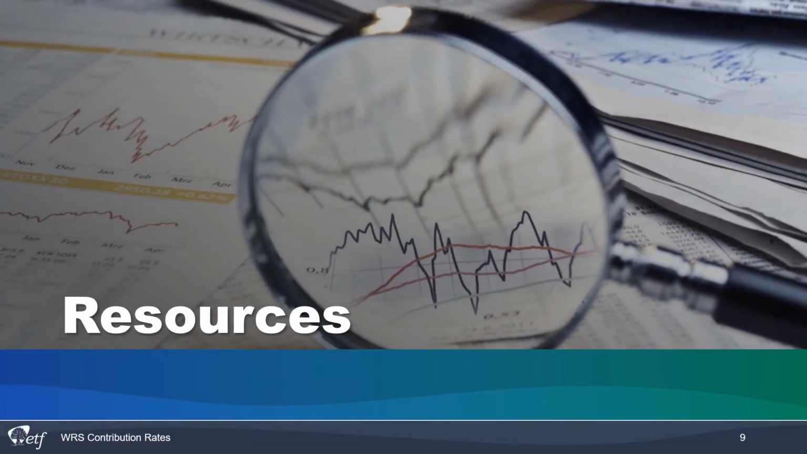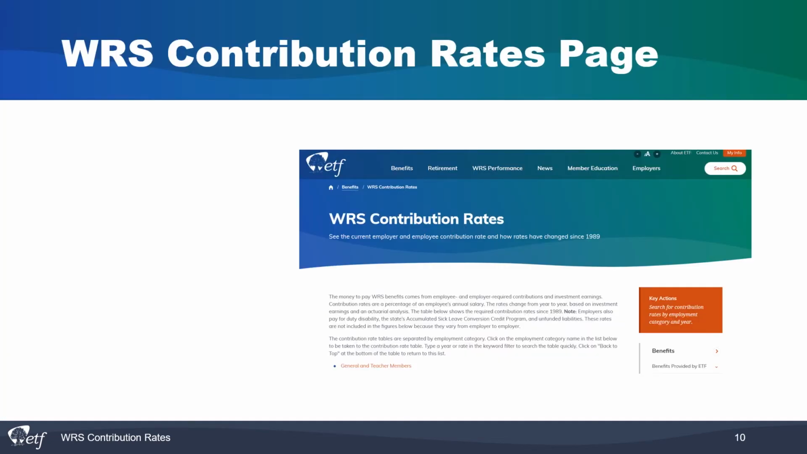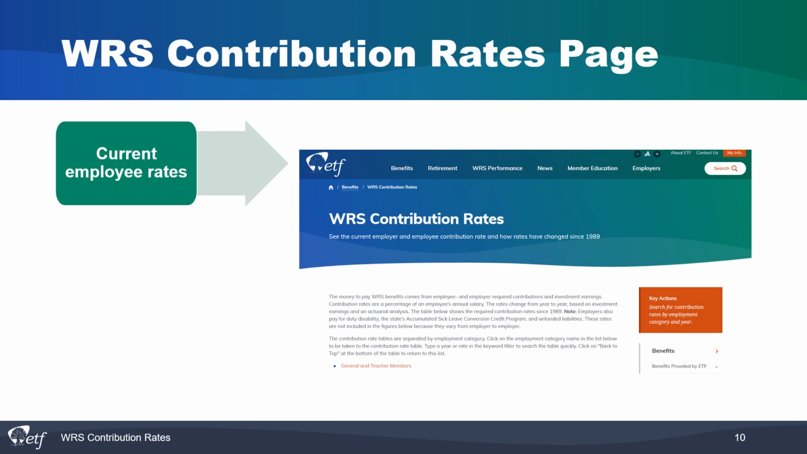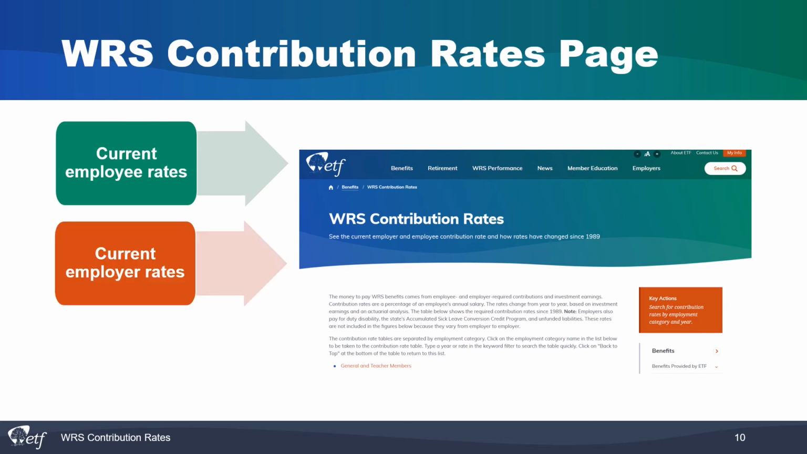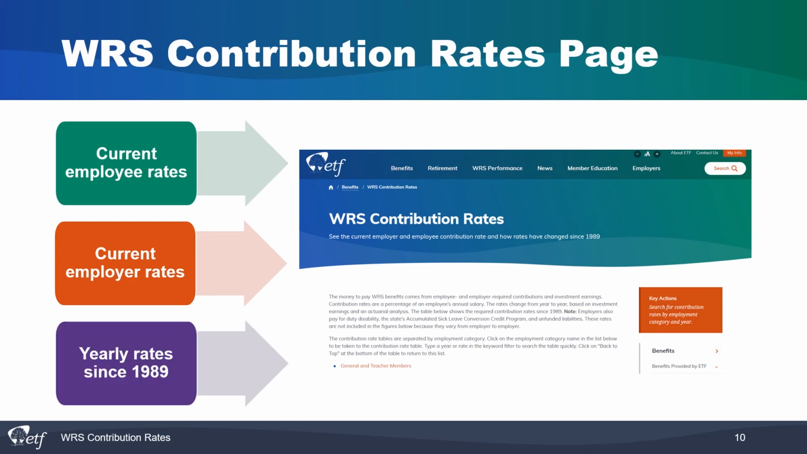Now I'd like to show you some helpful resources that can potentially answer some questions in the future. If you would like to see how stable the WRS contribution rates have been over the years, check out our WRS Contribution Rates page. Here you can find the current contribution rates for employees and employers for each employment category. The rates listed are historical going back to 1989.